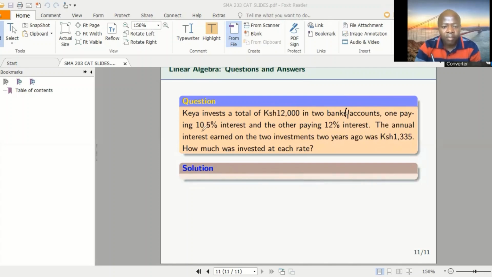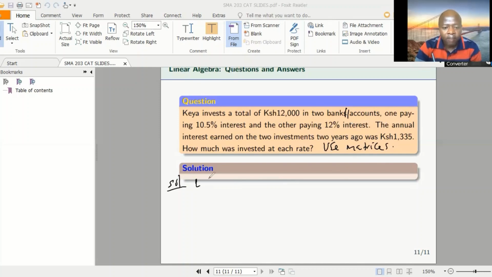One of the bank accounts pays an interest of 10.5%, and another one pays an interest of 12%. So 2 years ago, this person got a total interest of 1,335 Kenya shillings. So how much was invested at each? In fact, I should have said to use matrices, because the topic of today is about questions and answers in linear algebra. So this would be a very good question where we're using matrices.